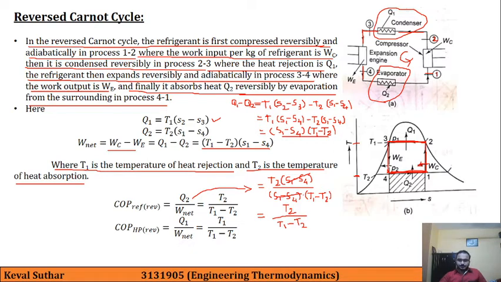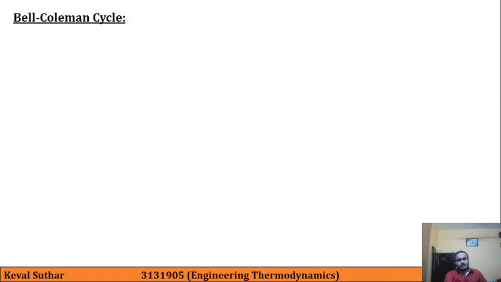Apart from that, isothermal heat addition and isothermal heat rejection will be quite difficult to achieve in practical life. So you can go through these limitations of reverse Carnot cycle, and you can consider this as a part of self-study, because this has already been discussed in our second law of thermodynamics chapter. Now we will move forward to our last topic of this chapter, that is Bell-Coleman cycle.